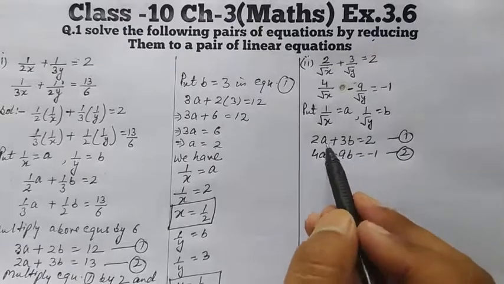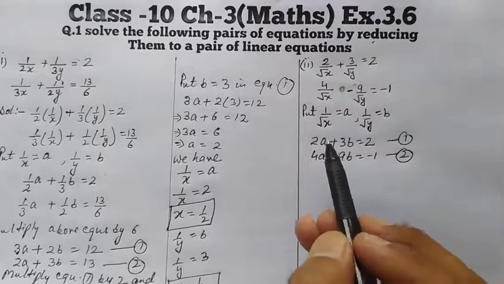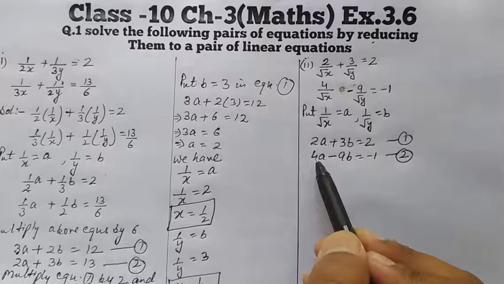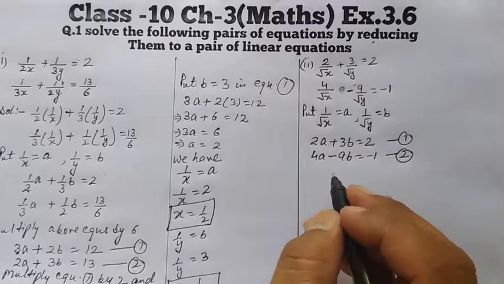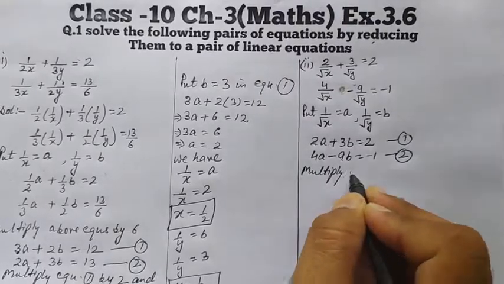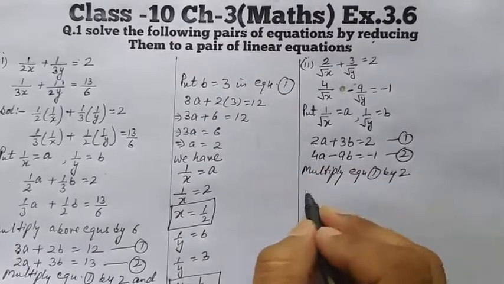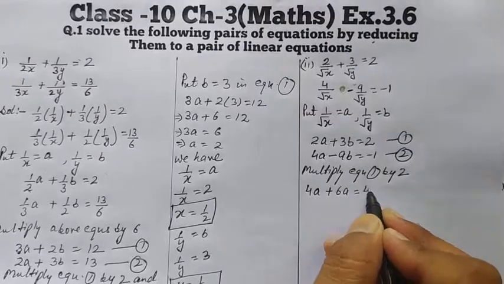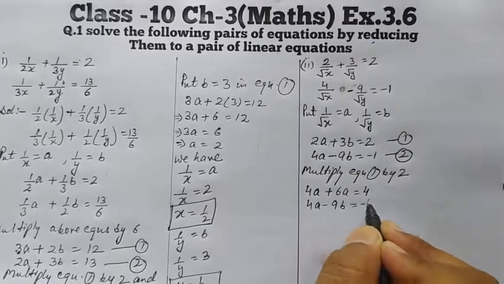So what I do, I'll make the coefficient of either a or b same in both the equations. If I multiply equation 1 by 2, I get 4a here, and here is already 4a. So if I multiply equation 1 by 2, then we can get the coefficients the same. So I'll write multiply equation 1 by 2. So 2 into 2a is 4a, plus 3 into 2 is 6b, is equal to 2 into 2 is 4, and the second equation you write as it is. Now we'll solve these two equations.